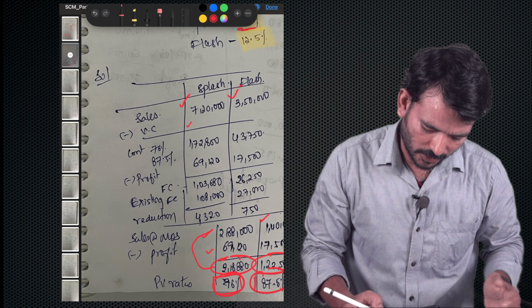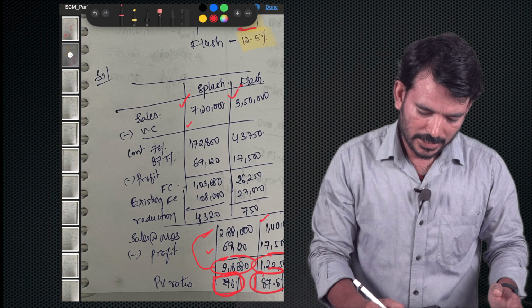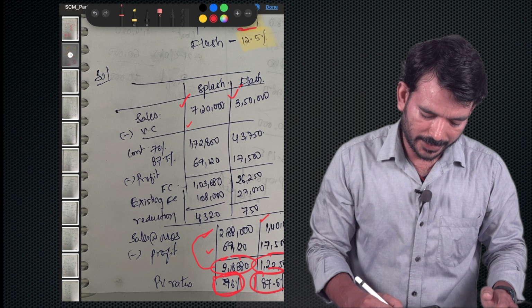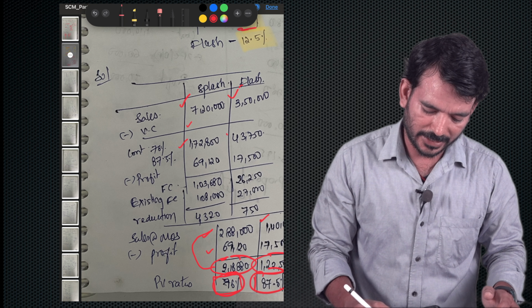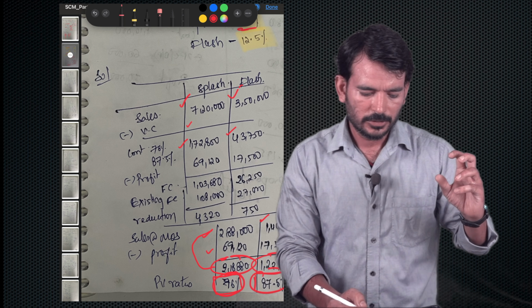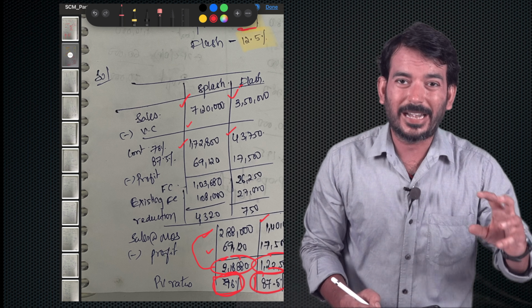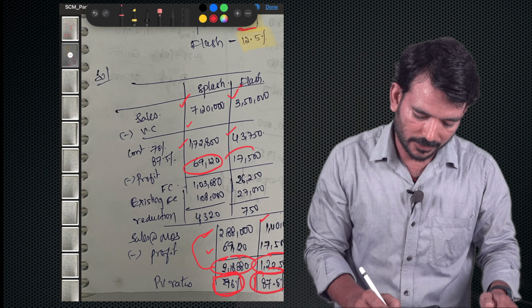So 76% is the PV ratio, which means that 24% is the variable cost. So directly you can multiply, either way that will be fine. Multiplied by 76% will give you 172,800, and 87.5% will give you 43,750. So now you got sales, you got variable cost, you got contribution, as the case may be, and you know what profit you are expecting, 69,120 and 17,200.